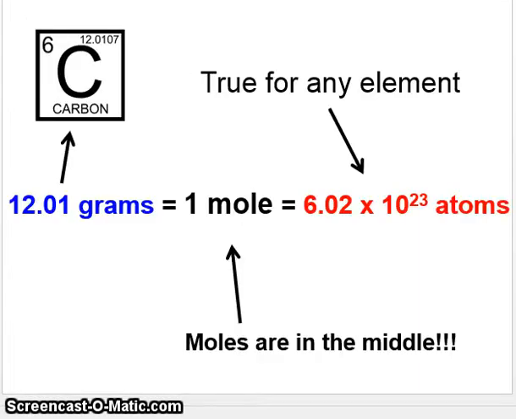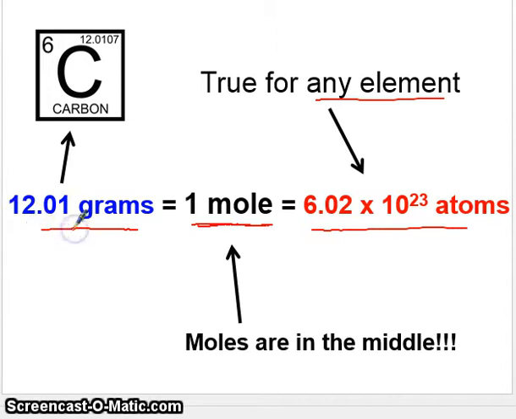This next slide summarizes what we've just done. We've done two types of problems, both of them involving the mole. And what we first said is that a mole is equal to this many atoms. Now this is true for any element. What we mean is it doesn't matter which element you're dealing with, a mole of it will be this many atoms. However, the mass that we took from the periodic table is specific for every element.